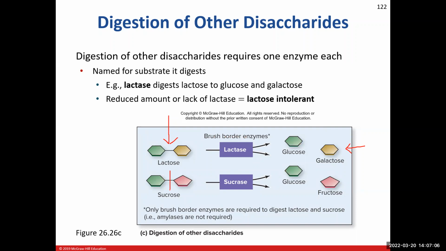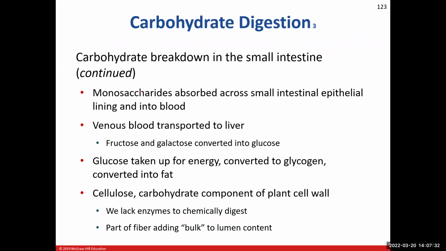Now, you may have heard the term that if you are deficient in these enzymes, you've heard people say, well, I'm lactose intolerant. And basically what they're saying is, I don't make enough lactase. So I have a problem with breaking down that bond between glucose and galactose, right? Especially if I'm ingesting a lot of dairy products.